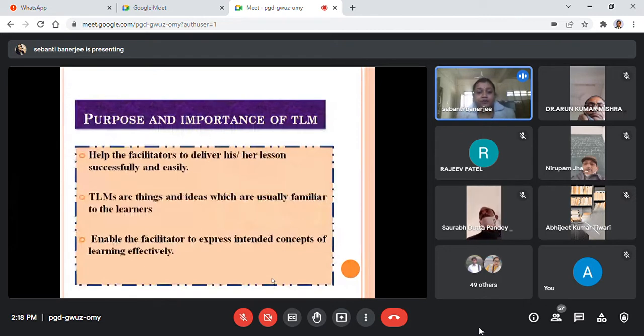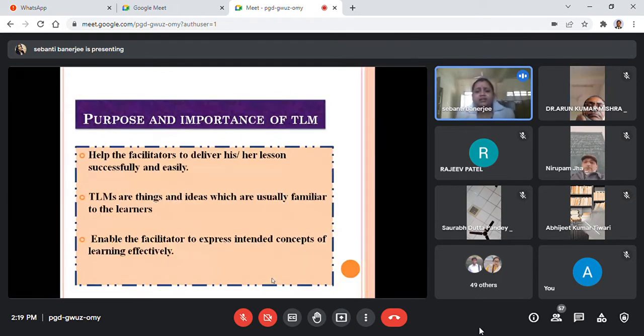Another purpose and importance is that it helps the facilitators to deliver his or her lessons successfully. It helps the teachers keep in mind what points are to be explained in the class. It happens sometimes that if there is no TLM or any lesson plan, then we may omit 1 or 2 points which are important for the lesson. But TLMs help us to keep in mind all the points and deliver accordingly.